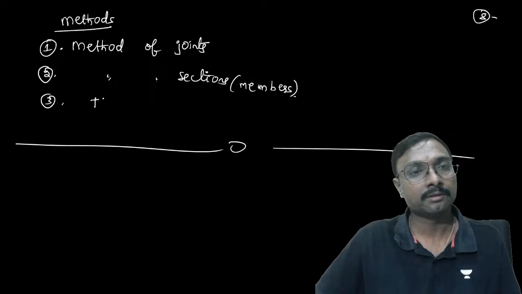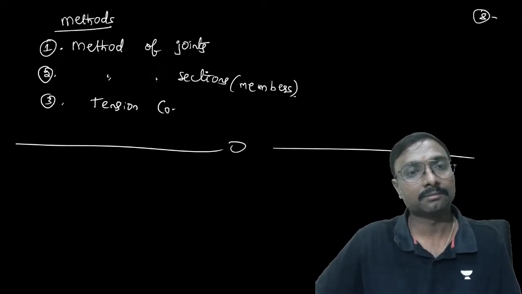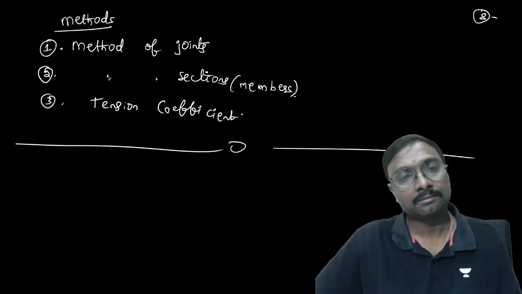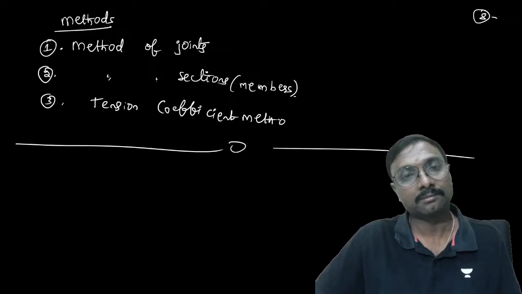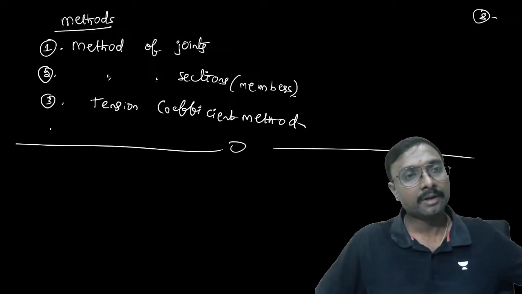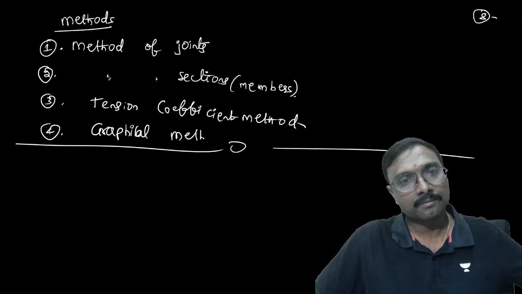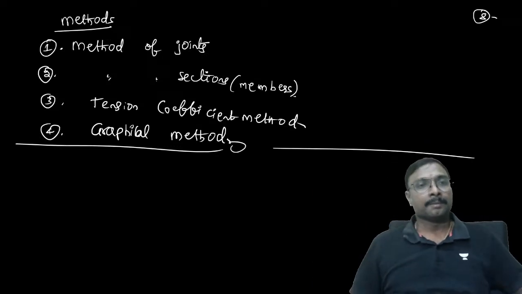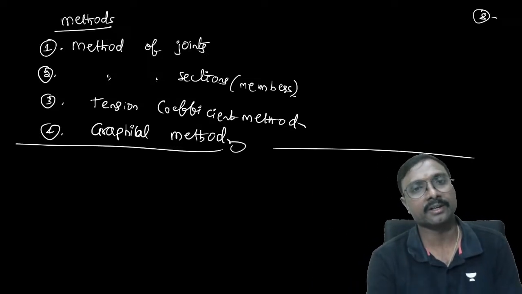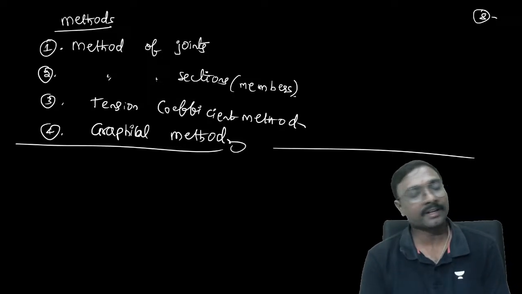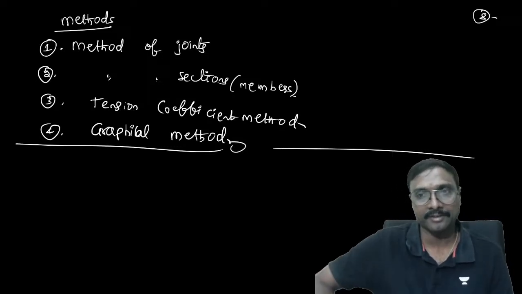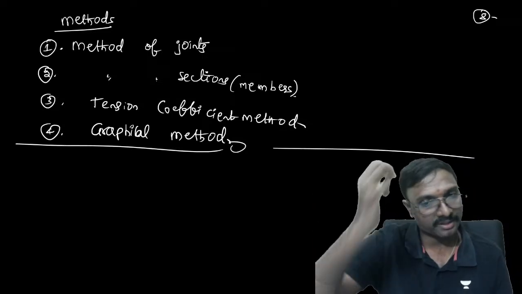Next, what is the third one? Tension coefficient method. And the fourth one is the graphical method. So method of joints, method of sections, tension coefficient method, and the last one is graphical method. These are the different methods. In the next class we'll be discussing all of these.